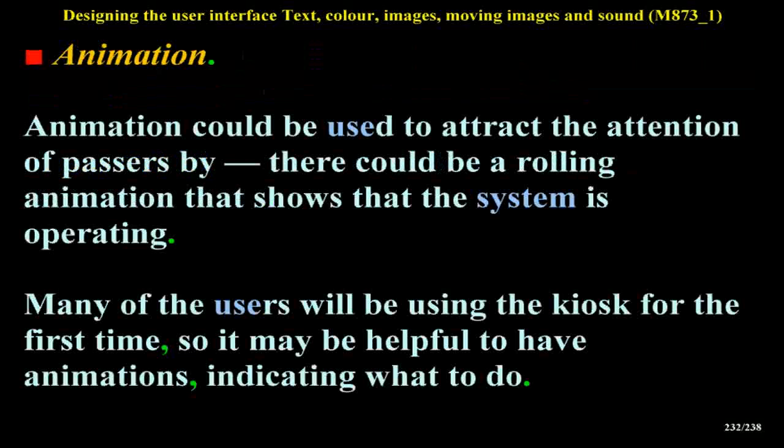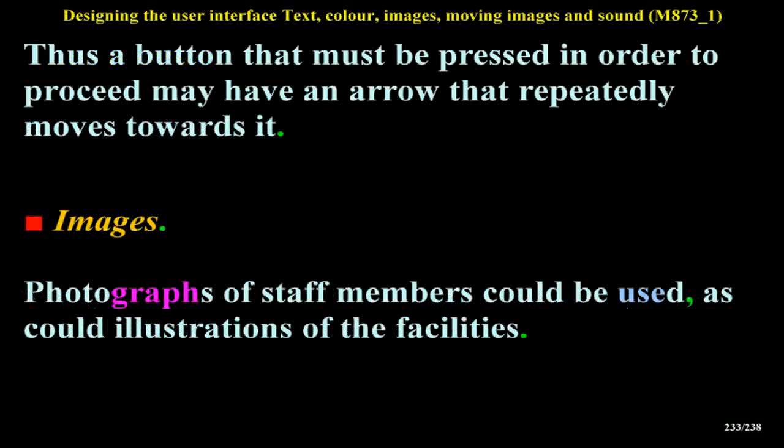Animation. Animation could be used to attract the attention of passers-by. There could be a rolling animation that shows that the system is operating. Many of the users will be using the kiosk for the first time, so it may be helpful to have animations indicating what to do. Thus, a button that must be pressed in order to proceed may have an arrow that repeatedly moves towards it.